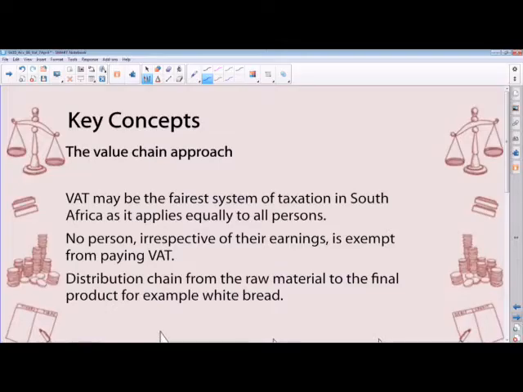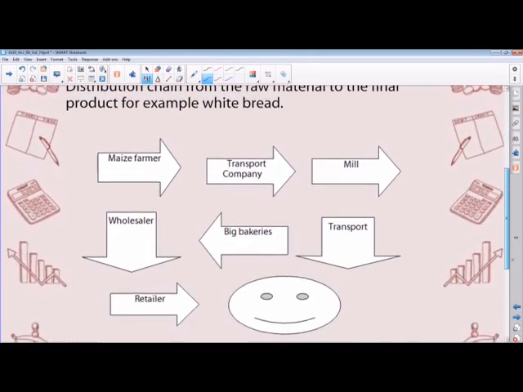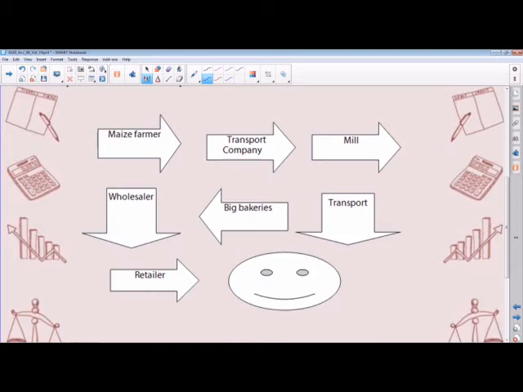Now, distribution chains from the raw materials to the final product. For example, if we use white bread as an example, it will have a certain amount of VAT to it. So let's go and look at this chain. Let's start at the very first one. I'm going to simplify it a bit. The maize farmer has a few inputs and they're farming maize. Now they're harvesting it and they will sell it at a price. Let's say the price is 100 Rand or whatever, but the VAT that they need to pay is 14 Rand. This 14 Rand will go to SARS and the maize farmer will pay that amount to SARS.